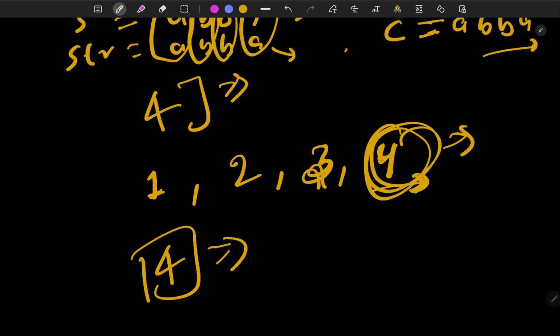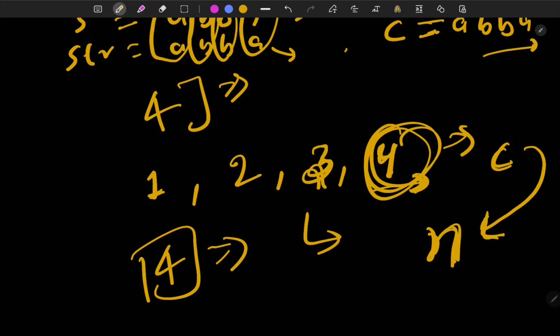So after seeing these things, the catch here is that if you are talking about the length of string C, then that length should be a divisor of n. Okay, so this was the catch of this problem. If the length of string C divides n, then only it is possible, because in this case I can't take a string of length 3: if I concatenate a string of length 3, I will never get a string equal to the string S.